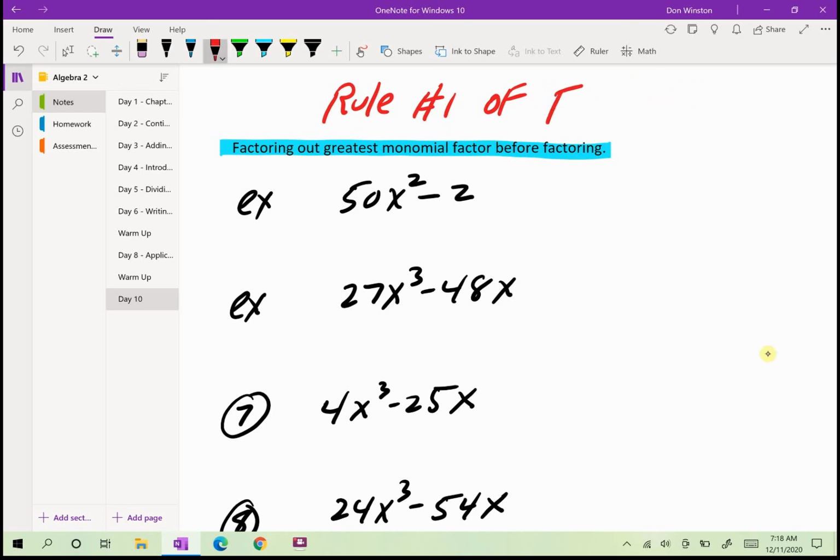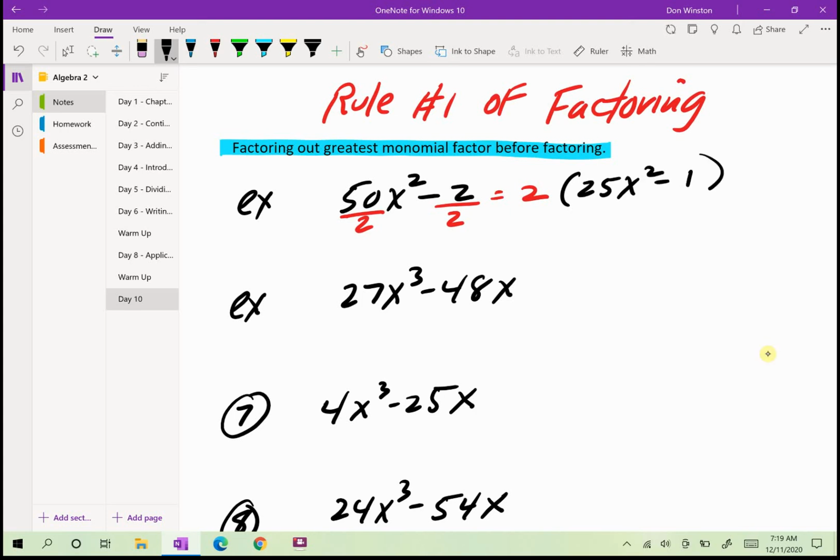All right, so let's take a look at an example. Here I have 50x squared minus 2. I ask myself, what's the greatest monomial factor? Well, I can divide both 50 and 2 by 2, but that's it. I don't have an x squared or x in my second term, so the only thing I can factor out is 2. That leaves me, I want you to notice, 25x squared minus 1. You may be tempted to think I'm done factoring, but you're not.